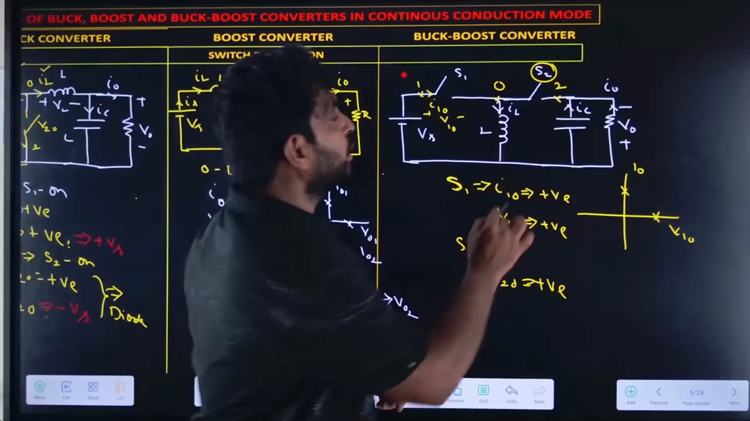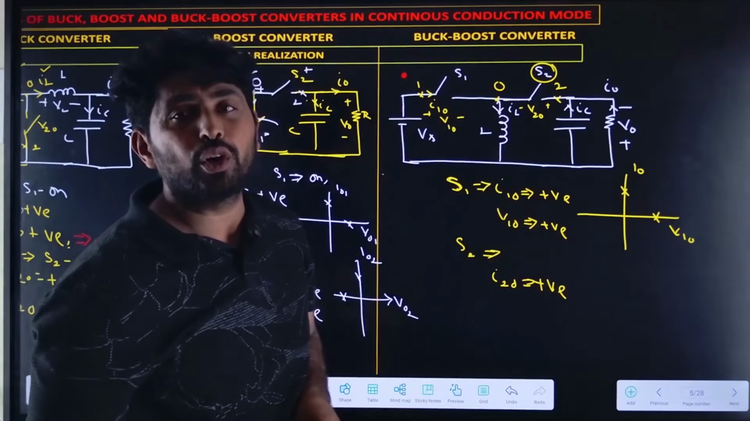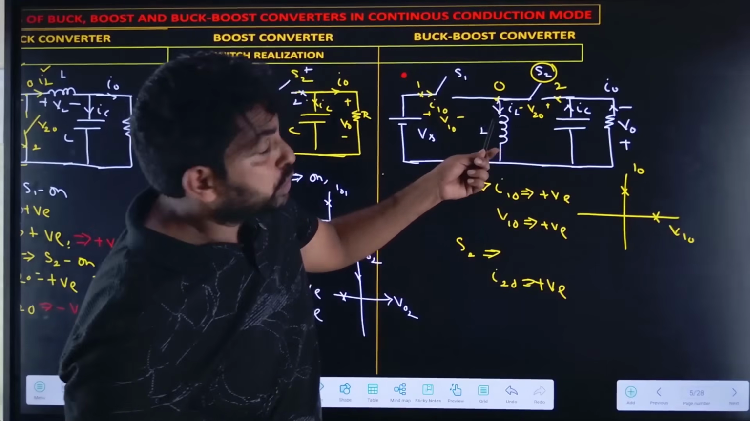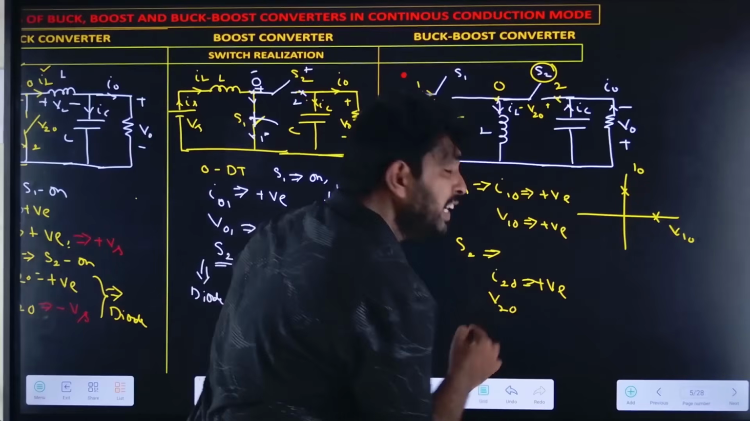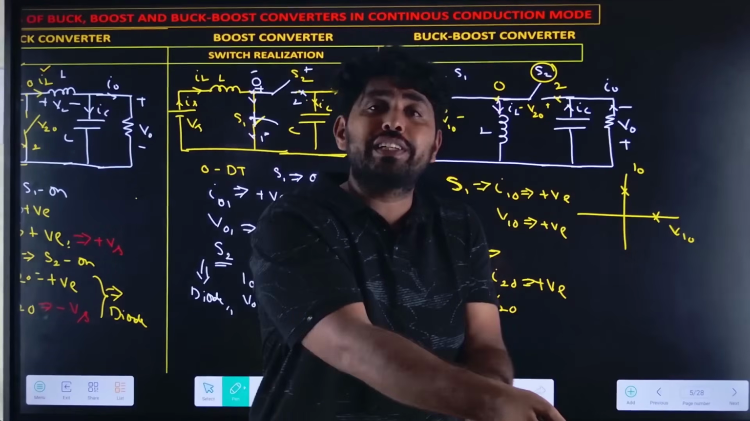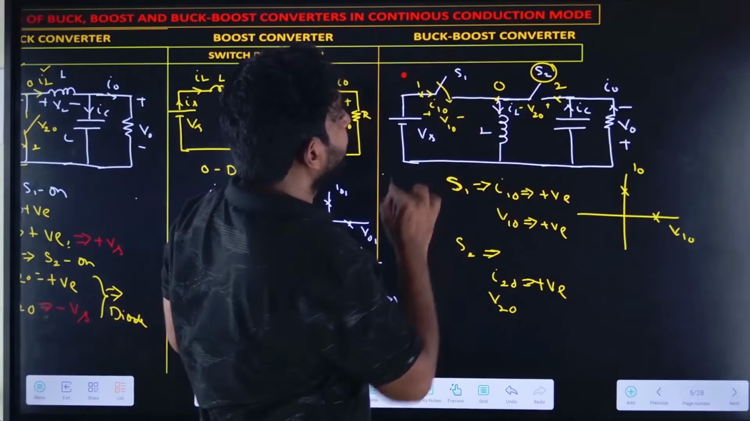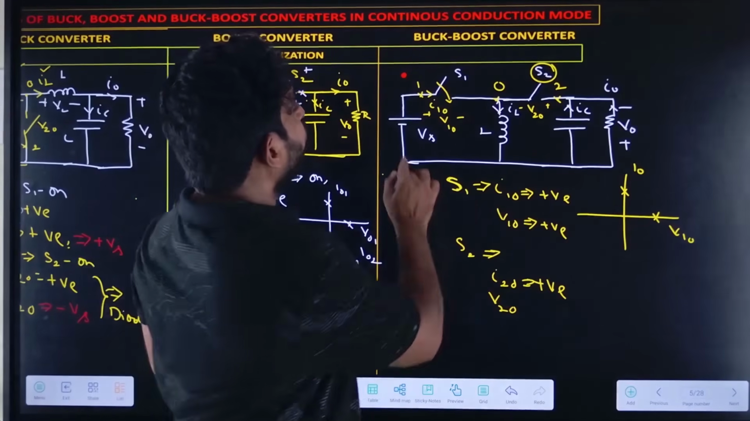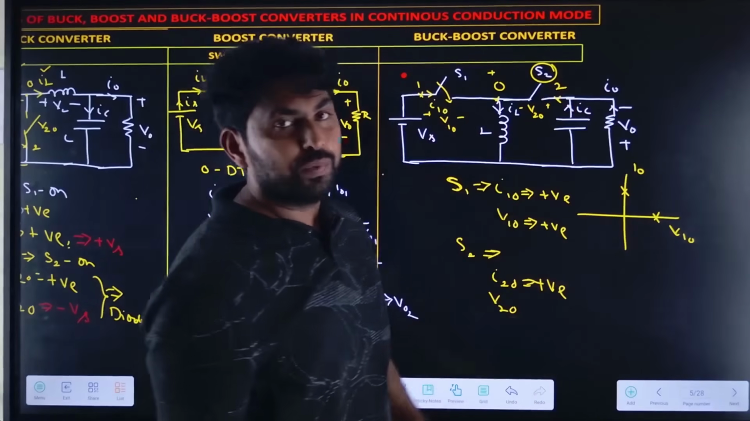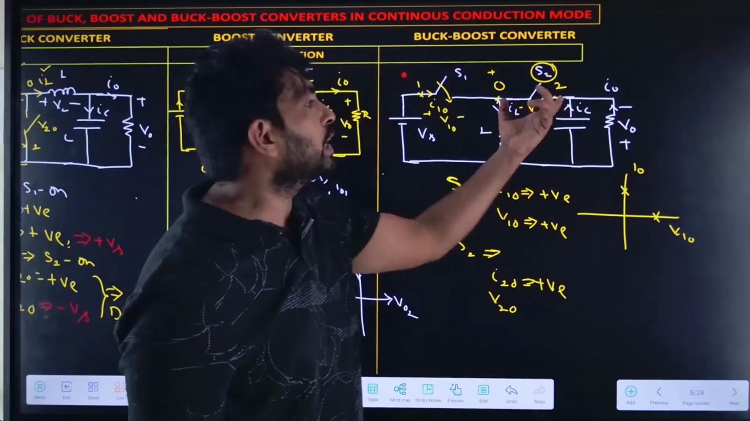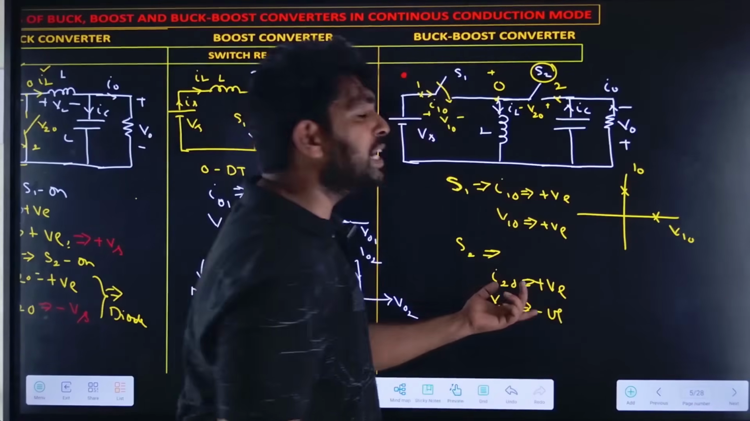Now let us find the V20. How can we find the V20? We need to close the switch S1. If I close the switch S1, O is connected to the positive and 2 is connected to the negative. So the negative voltage is applied, and V20 is negative.